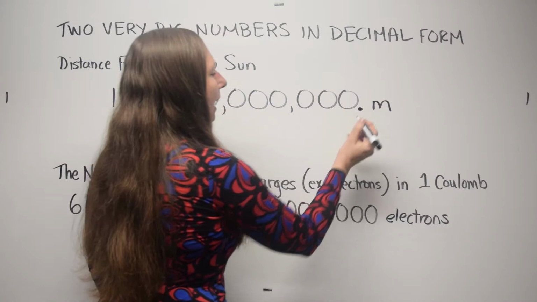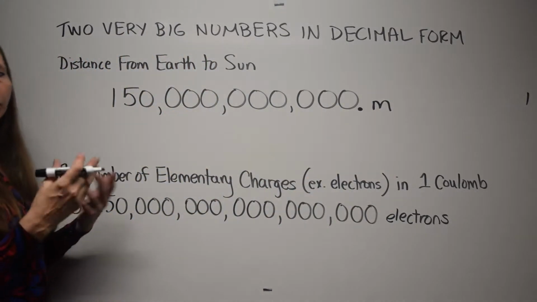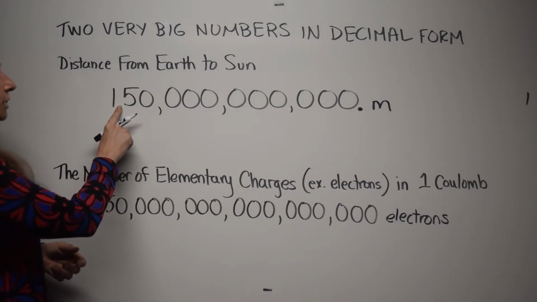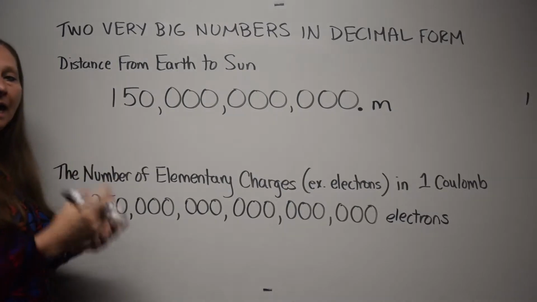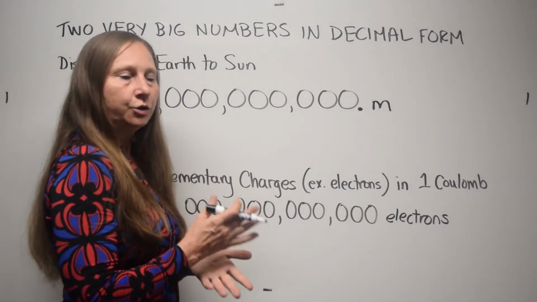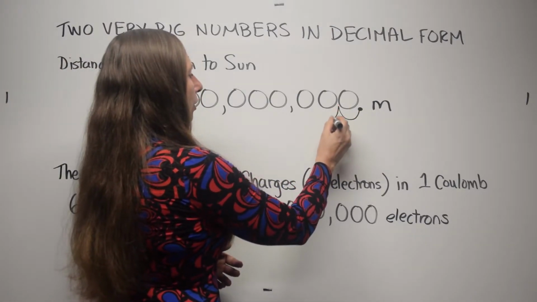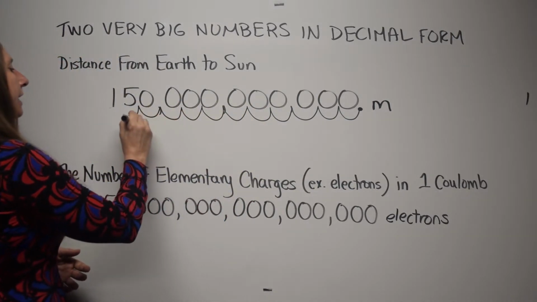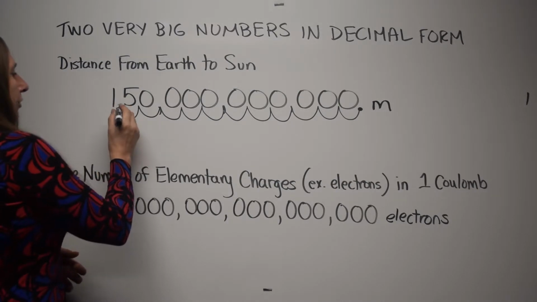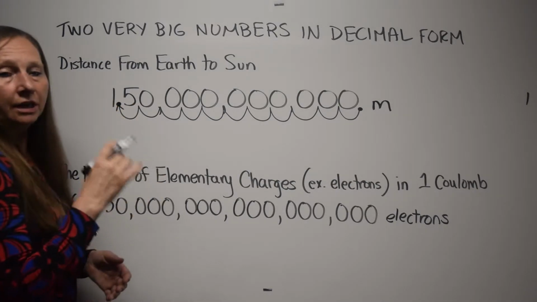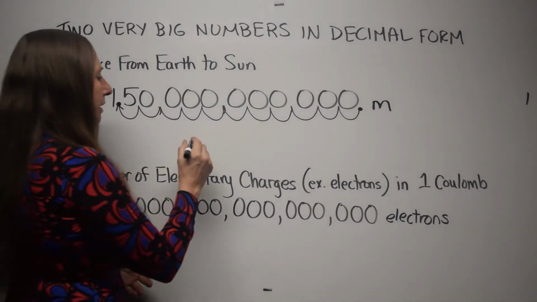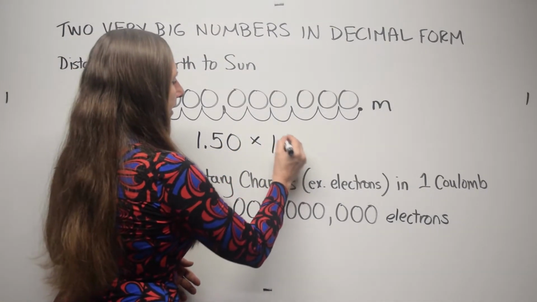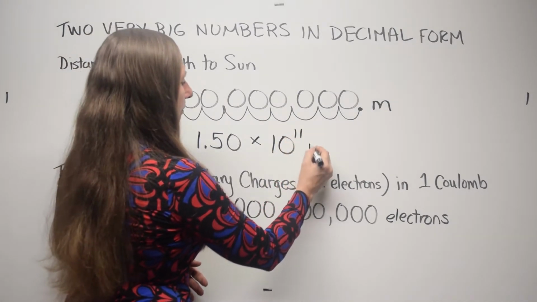Now, your implied decimal point goes right there. Your imaginary decimal point. And we're going to jump until there's only one number in front of the decimal point. We're going to jump the decimal point to here and count the number of jumps. That will be the exponent. So here we go. Jump. 1, 2, 3, 4, 5, 6, 7, 8, 9, 10, 11. So now the decimal point is here. That means that in scientific notation, the distance from the Earth to the Sun in meters is 1.50 times 10 to the 11 meters.